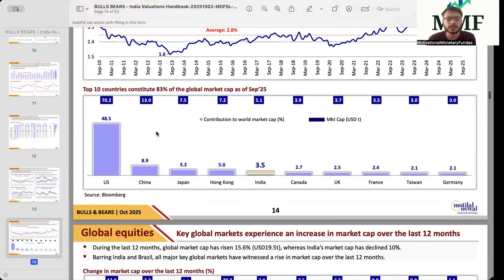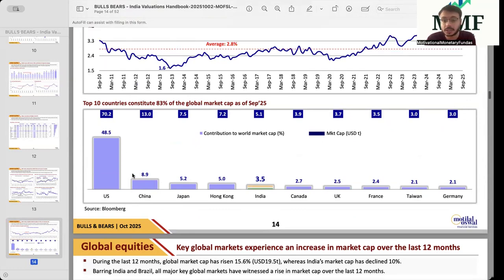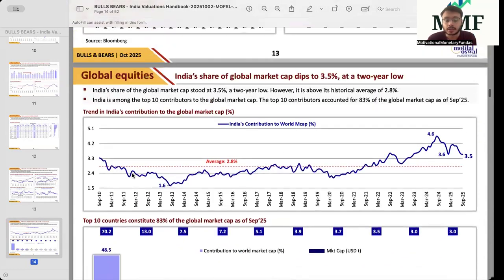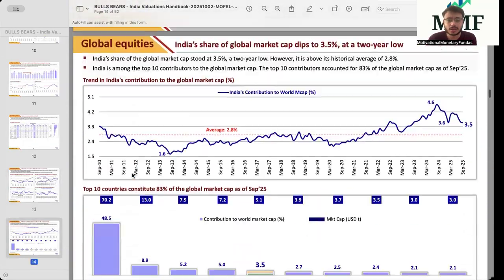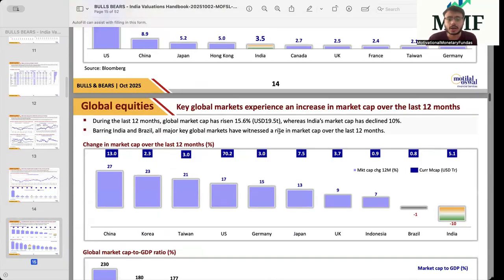If you see the contribution towards the global market cap after all the correction, the US contributes 48.5%, we contribute 3.5%, China contributes 8.9%, Japan 5.2%. These numbers are good to understand. The global market cap has grown 15%; it is $19.5 trillion. Over the past 1 year, the global market cap has increased by 15.6%. It currently stands at $19.5 trillion.